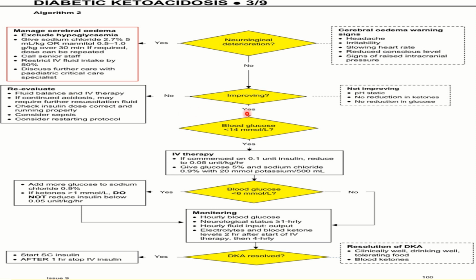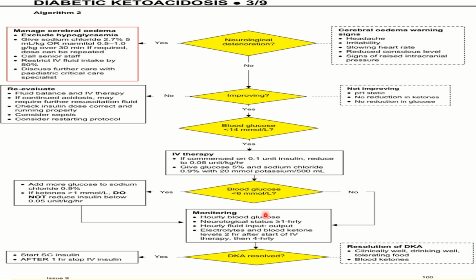Okay, but if the patient is improving, now you have to again check the blood glucose. Is the blood glucose less than 14 millimole or not? If it is less than 14 millimole, and you were commencing on 0.1 unit of insulin, you will reduce to 0.05 unit of insulin. You will reduce the insulin because blood glucose is falling, and then you will give 5% glucose along with the sodium chloride that you were giving. Sodium chloride 500 ml plus 20 millimole of potassium. Along with that, you will give 5% glucose because the glucose is falling. Okay, again you will reassess the patient.